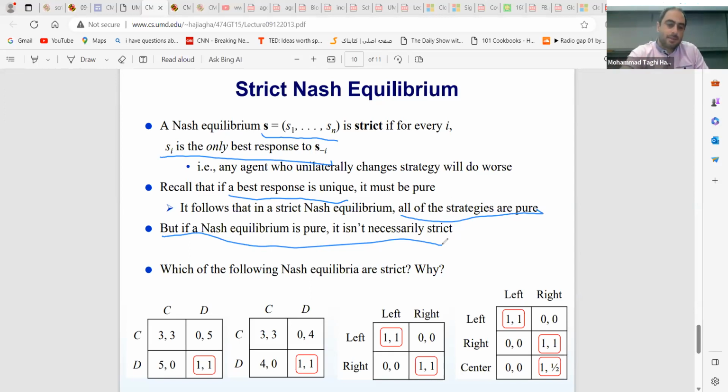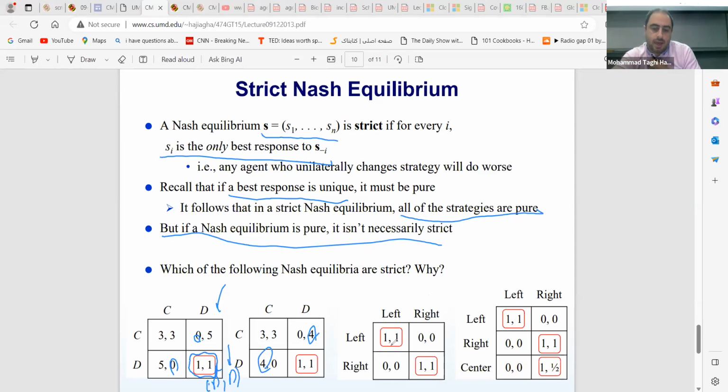Let's see some examples here. This one is a strict one. Why? Because if you consider this person changing from D to C, and this one keeping D, then it gets 0. The same thing if this guy is doing D and this one is changing from D to C. If this one changes from D to C, it gets 0. So this is a strict Nash. What about if we change the numbers? If we change this one to 4, it's still the same thing. It does not change anything.